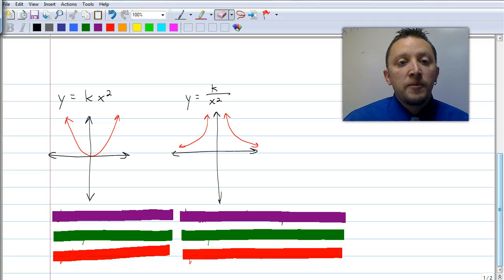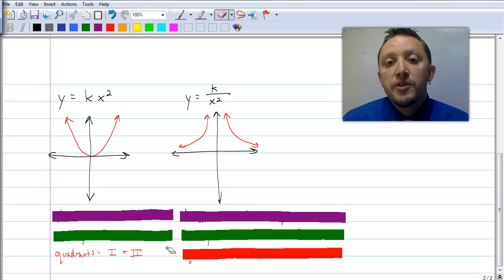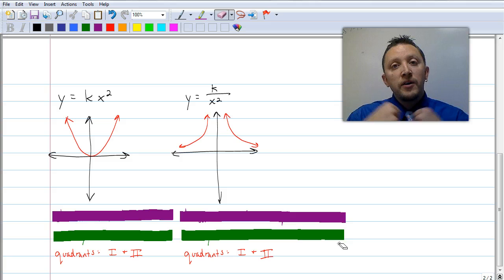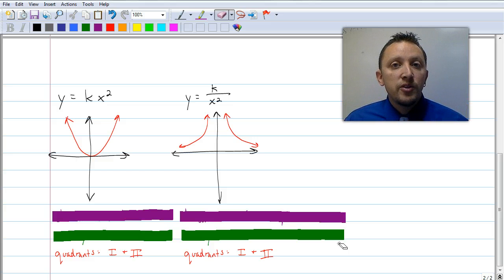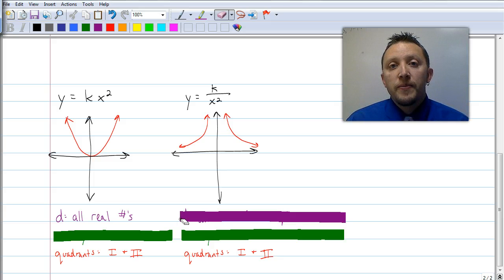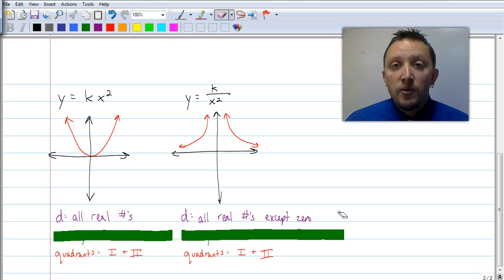Let's look at these two. Remember, again, the first graph, that's in quadrants 1 and 2. The second graph is also in quadrants 1 and 2. And if you look to see what's going on there in that first graph, we have y equals k times x squared. It's connected. Y equals k divided by x squared, I'm dividing it, so I'm breaking it apart. So it's still in quadrants 1 and 2, except they're not connected anymore. So let's look at the domain now of these two graphs. The domain for that first one is all real numbers. But the domain in the second one is all real numbers except 0.